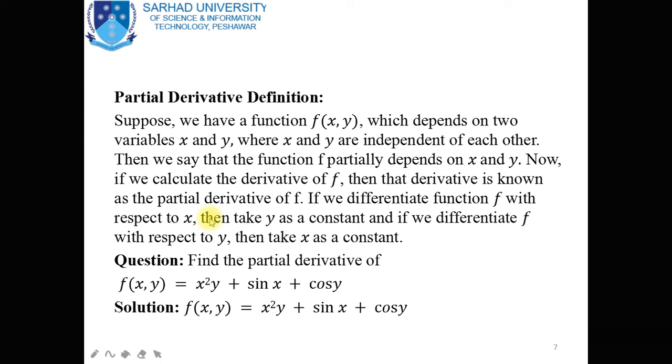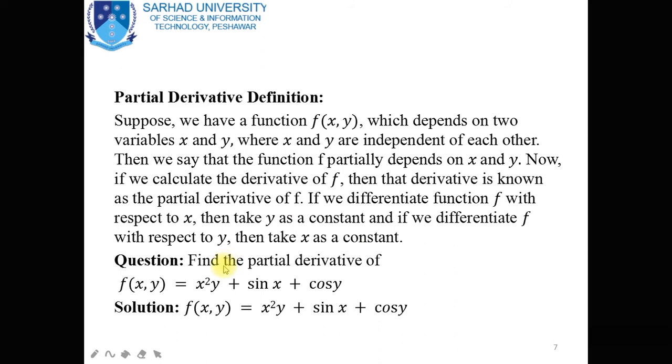Now we say that the function f partially depends on x and y. If we calculate the derivative of the function f, then the derivative is known as the partial derivative of the function f. If we differentiate the function f with respect to x, then take y as a constant, and if we differentiate f with respect to y, then take x as a constant. So dear students, note that we have a function f of x and y which depends on two variables x and y, where x and y are independent of each other. Then we say that the function f partially depends on x and y. Now if we calculate the derivative of the function f, then the derivative is known as the partial derivative of the function f.